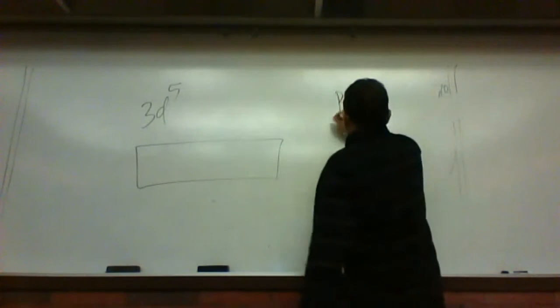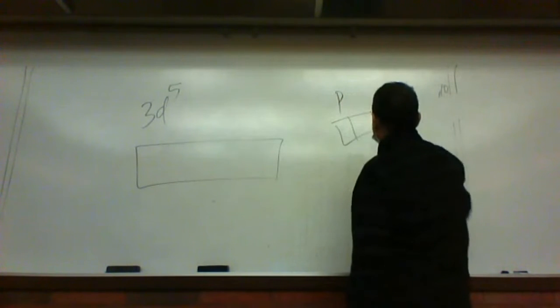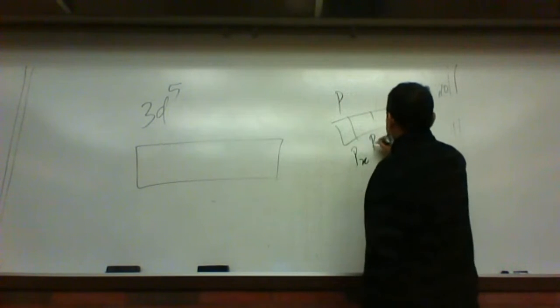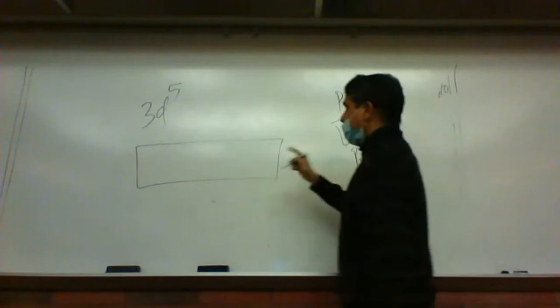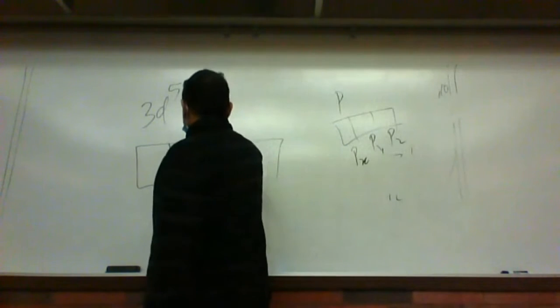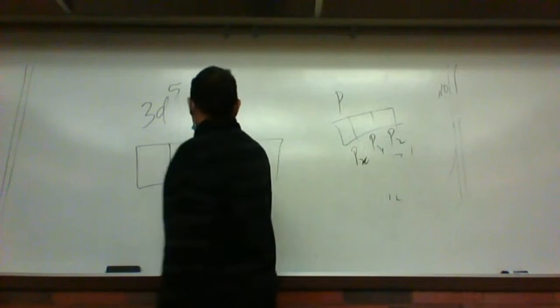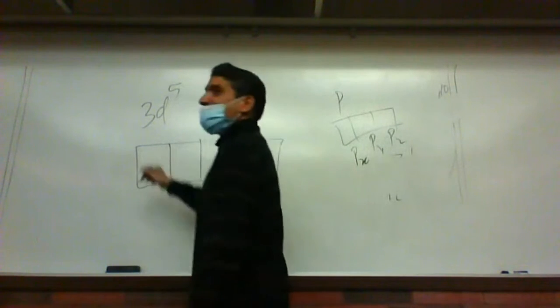P has only 3 sheets: px, py, pz. But d has 5 sheets. 1, 2, 3, 4, 5 sheets.